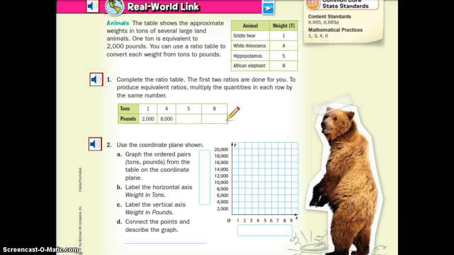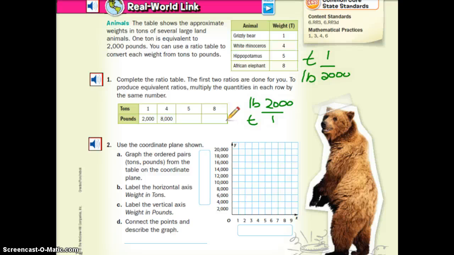Just in case you missed it, we're on page 289. The table shows the approximate weight in tons of several large land animals. 1 ton is equivalent to 2,000 pounds. So I can write that as 1 ton is equal to 2,000 pounds, or I can write that as pounds and a ton down here, 2,000 is equal to 1 ton. In the lowercase, we would call that a unit rate because 1 is in the denominator. But it doesn't matter. I'm still portraying the same thing. 1 ton is 2,000 pounds.